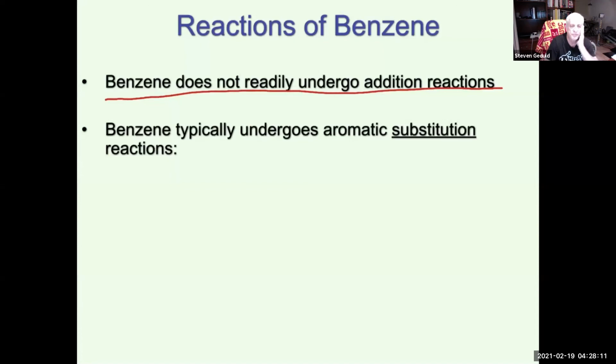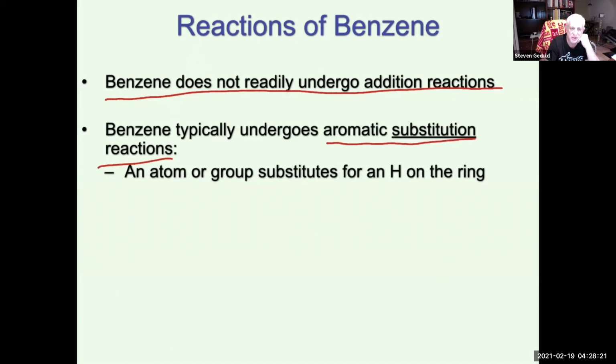Right. Benzene typically undergoes aromatic substitution reactions. So it reacts under different conditions with different catalysts. An atom or group substitutes for hydrogen on the ring. Remember, benzene has 6 carbons, 6 hydrogens. So we substitute a group, replacing a hydrogen on that ring.